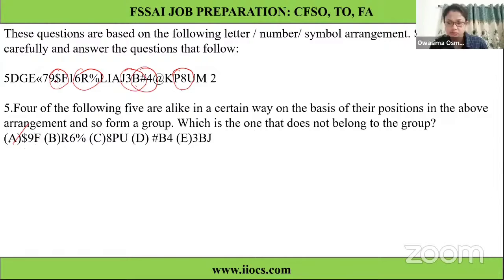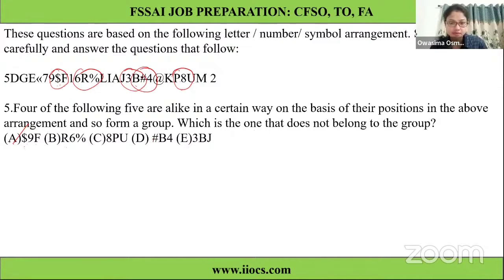So here we can see that among $, 9 and F, dollar is put first, then 9, then F. Next, R is also put first between 6R and percentage. Next, between 8P and U, 8 is also put first. Then 8PU, they write it in this way.